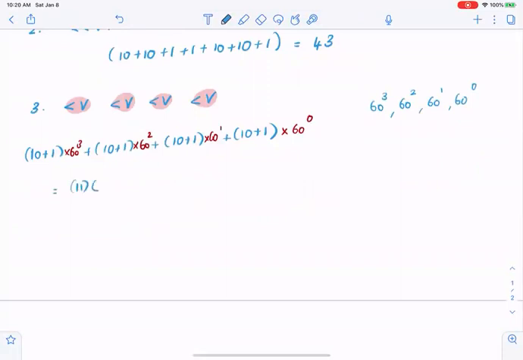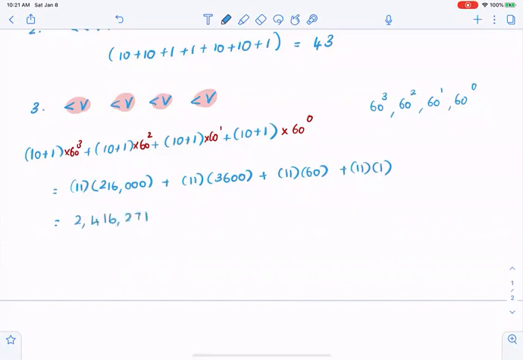So 11 times 60 raised 3 is 216,000. 11 times 60 squared, 3,600. 11 times 60, and 11 times 1. So that would be 671. That sounds about right. Of course, you will need a calculator for this one. This is a huge number.